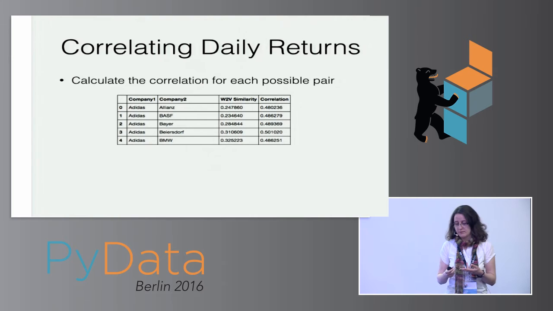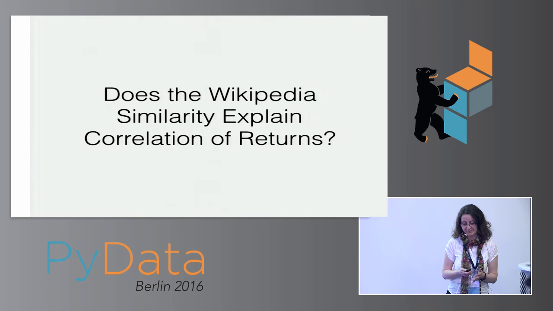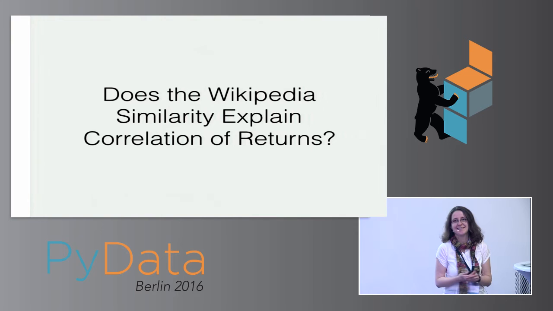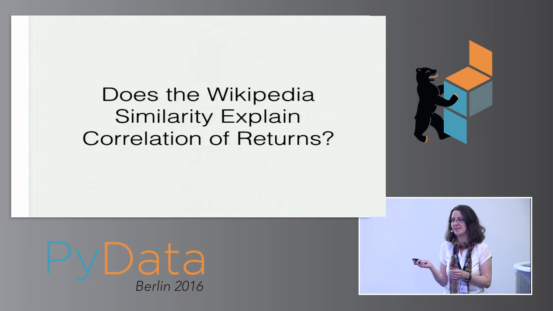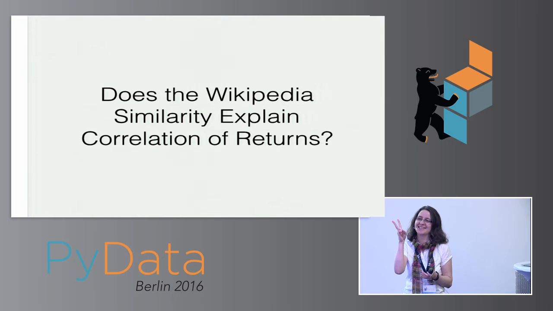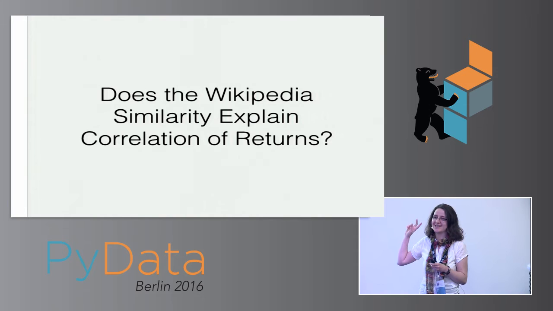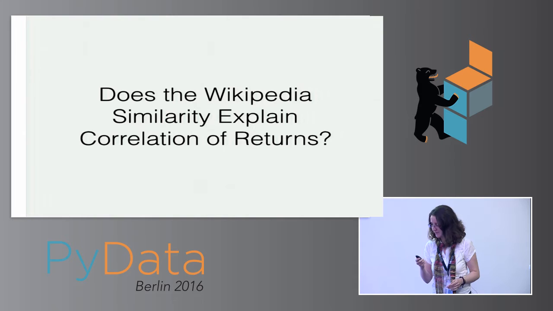Great. So, the million-dollar question. Does Wikipedia similarity explain the correlation of returns? Any clues? No clues whatsoever. No, it doesn't. Okay, let's do this. How many of you say yes and how many say no? One doesn't count because he knows why. So we have two yes. Because he saw the talk before. But however, this is DAX, not the FTSE index. So we have two people saying yes and the rest say no. Okay. Good. So the no wins so far.